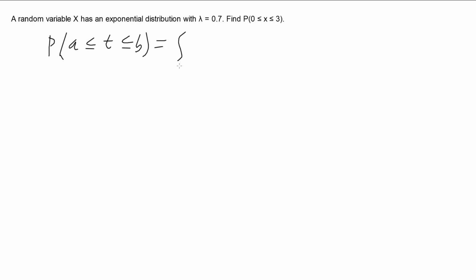the integral between those two numbers of some function of t with respect to t, where f of t is lambda times e to the negative lambda t. And that's why it's an exponential distribution, and the probability is given by this integral here.